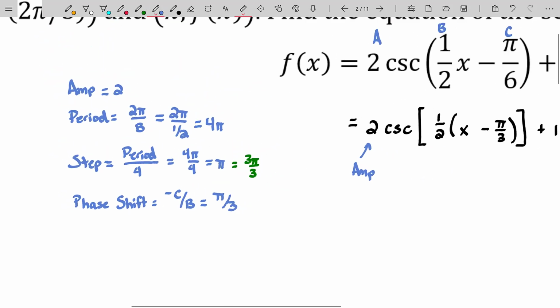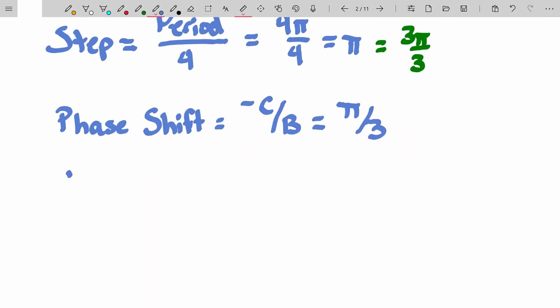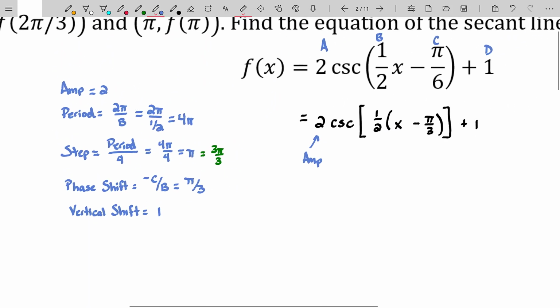And finally, we have a vertical shift. That's what D is. So vertical shift, in this case, is just 1. It's up 1. So now that I've done all that, I then invoke the idea of graphing trig functions. I'll graph the base function, which again is the reciprocal of the cosecant. That's going to be the sine. So let's go ahead and start with that.